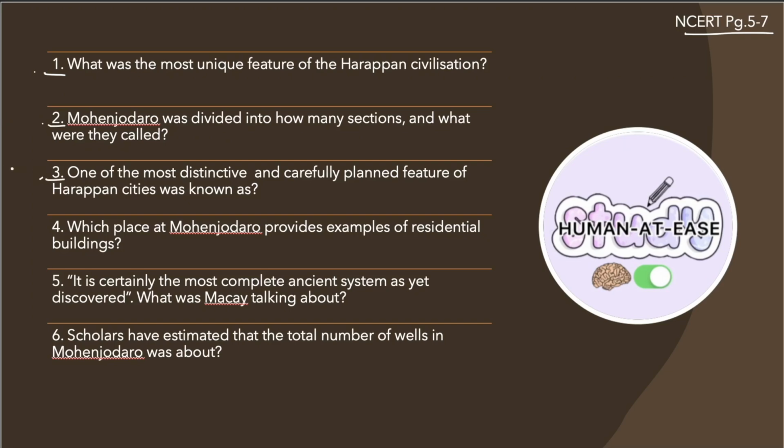Question number 3. One of the most distinctive and carefully planned feature of Harappan cities was known as? Question number 4. Which place at Mohenjo-daro provides examples of residential buildings? Question number 5. It is certainly the most complete ancient system as yet discovered. What was Mackay talking about? Question number 6. Scholars have estimated that the total number of wells in Mohenjo-daro was about.